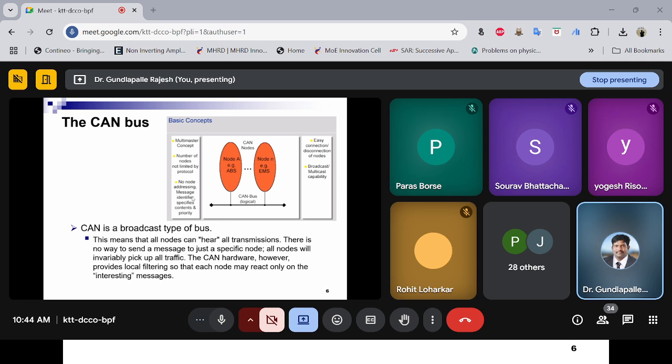One good thing here is that when it is on the broadcast concept, there is no need of having addressing. We use addressing to specify to whom we are sending the data, but here that is not required. So that's why it is sent straight away.